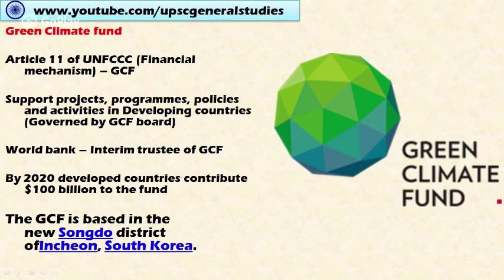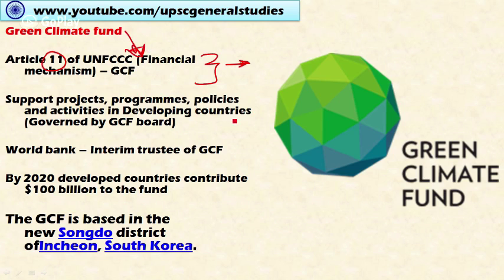Okay, now let's look at the mechanisms. First is the Green Climate Fund. We know that Article 11 of the United Nations Framework Convention on Climate Change provides that there should be a financial mechanism to fund projects in the developing and least developed countries to reduce global warming, because these are the countries which are the direct victims of global warming. So to fulfill the obligation of Article 11, the Green Climate Fund was established to provide financial assistance to the developing countries.